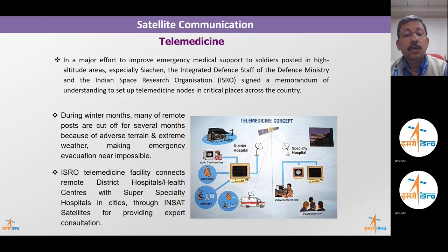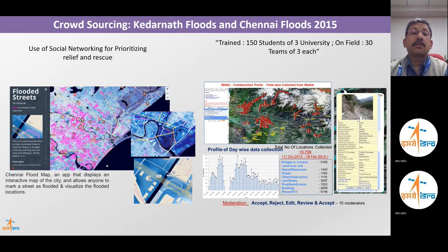Using this communication system, in the event of disasters, we are able to provide telemedicine support to the people on the ground who are working in rescue and relief. There is another aspect, crowdsourcing, which helps in using social networks for prioritizing rescue and relief, as well as identifying damage in disaster-prone areas.